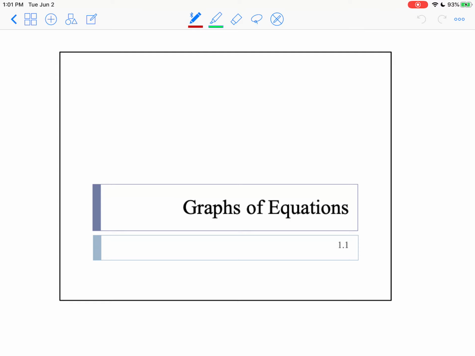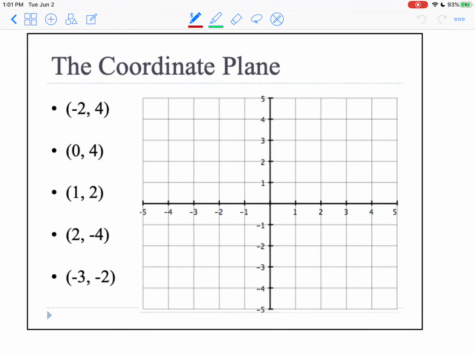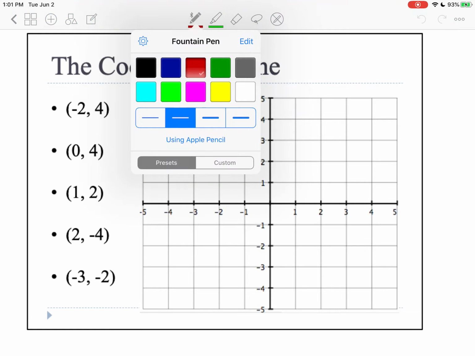So graphs of equations, this is the first section, and what we're really interested in here in the first half of this course is just making sure we have all the skills down that we're going to need if we take calculus, which this is called pre-calculus because we're just trying to get our algebra skills good enough for calculus. So we're going to start with the coordinate plane. So things that you need to know about the coordinate plane.